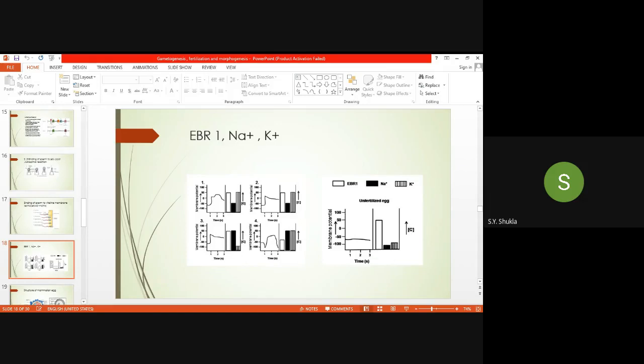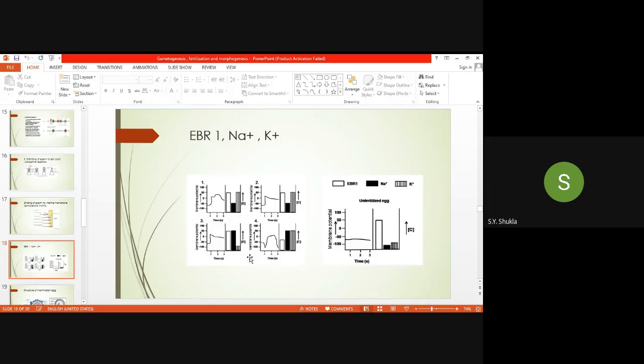The EBR receptor 1 is shown in the white colored box. The sodium ion is black in color, and then the potassium one. This is for the unfertilized egg. And what happens to the fertilized egg? By which graph is it shown that the given egg is being fertilized? How can it be identified?